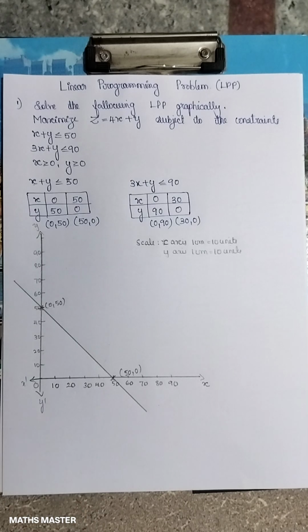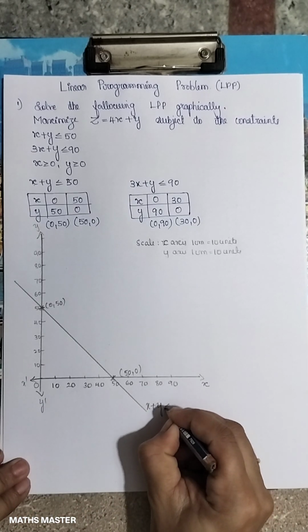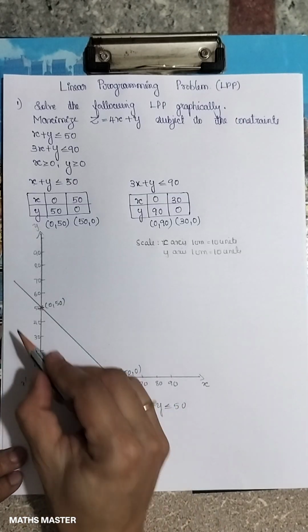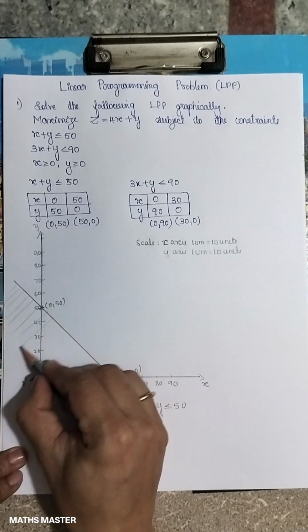Now write down the name of this constraint, that is x + y ≤ 50. So less than means towards the left side you have to shade. I'll just shade it roughly.